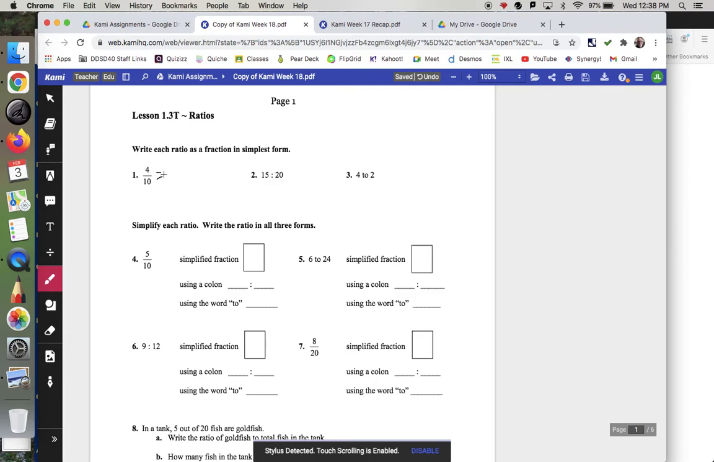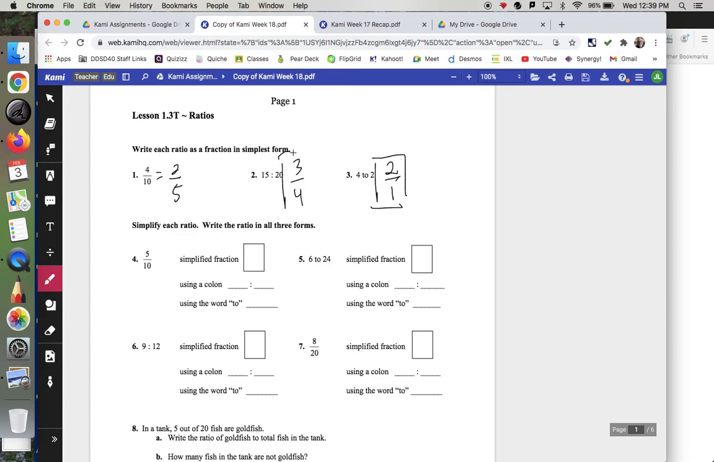So this is equal to 2/5. This is equal to 3/4. And this is equal to 2/1. And we discussed how we leave that 1 there because it's a ratio, and a ratio needs two numbers. This is 1/2, 1 to 2. This is 1/4, or 1 to 4.